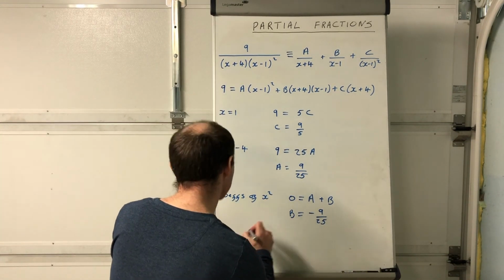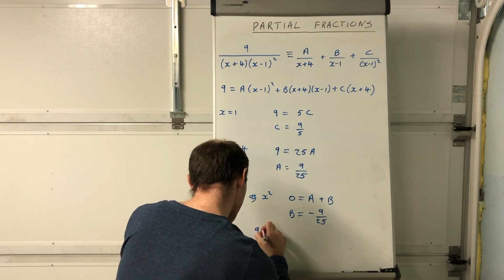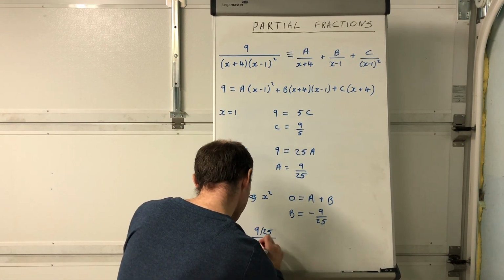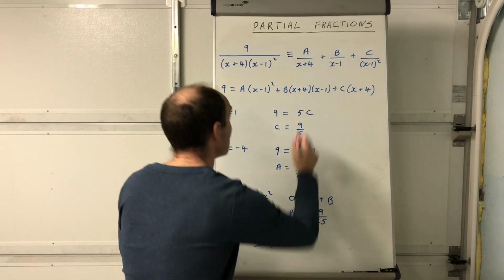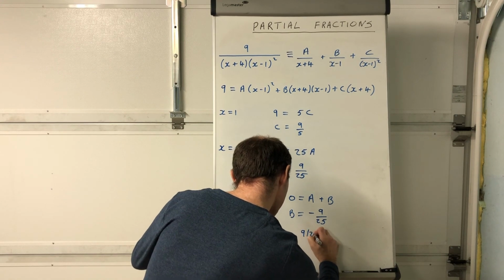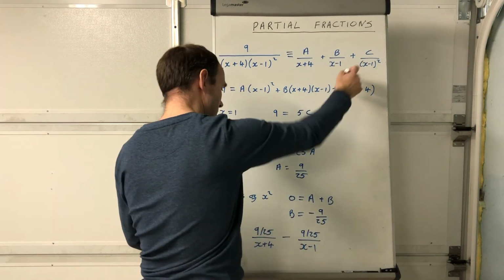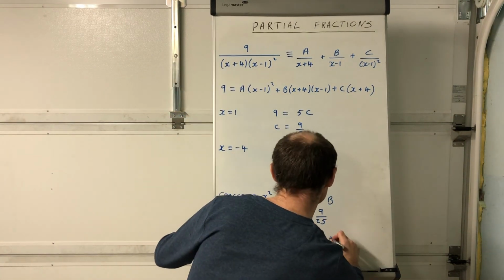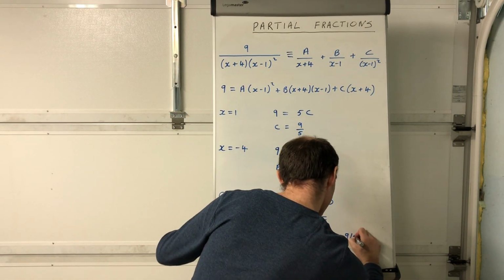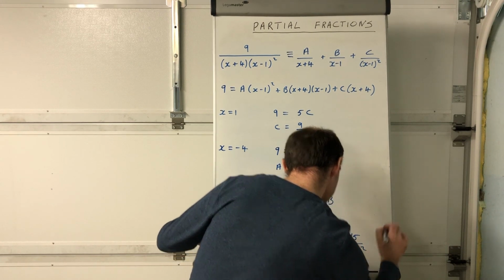Let's write down the final answer. So a over x plus 4, so 9 over 25 over x plus 4, plus b over x minus 1, so subtract 9 over 25 over x minus 1, plus c over x minus 1 squared, so plus 9 over 5 over x minus 1 squared, and that will do.